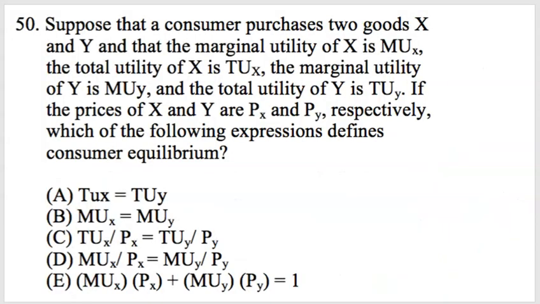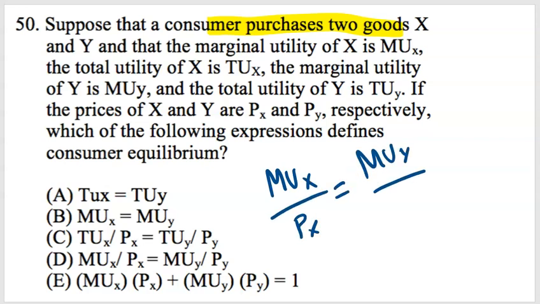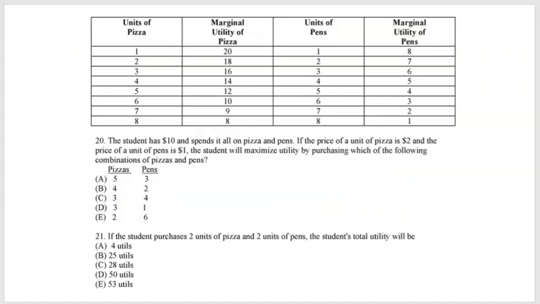What about this one? Basically, it's the same question asked in a different way, right? So what this question is saying, which of the following expressions defines consumer equilibrium, if a consumer purchases two goods? Well, here we know, right, what is our equation again? The marginal utility of X over the price of X equals the marginal utility of Y over the price of Y. So which answer choice matches up with that? The answer is D, so D is the correct answer.